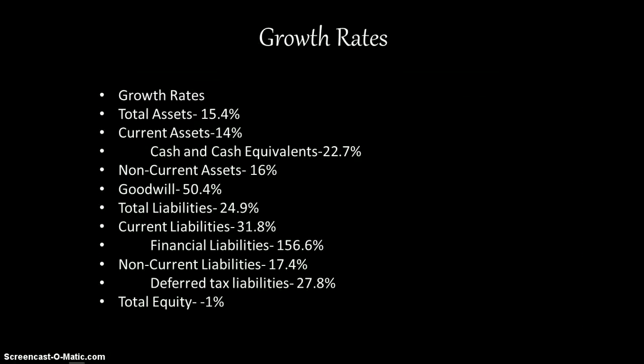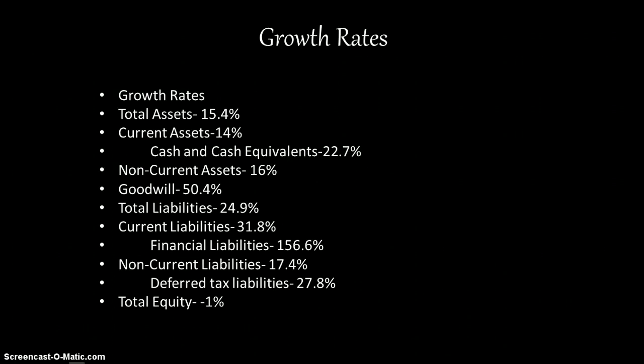The growth rates that were key to the different effects that happened were, total assets went up by 15.4%. The reason why this went up is because current assets went up by 14% and non-current assets went up by 16%. The two main ones underneath those: for current assets, the main one was cash equivalents, and cash was a 22.7% increase, and for non-current assets, goodwill went up by 50%.